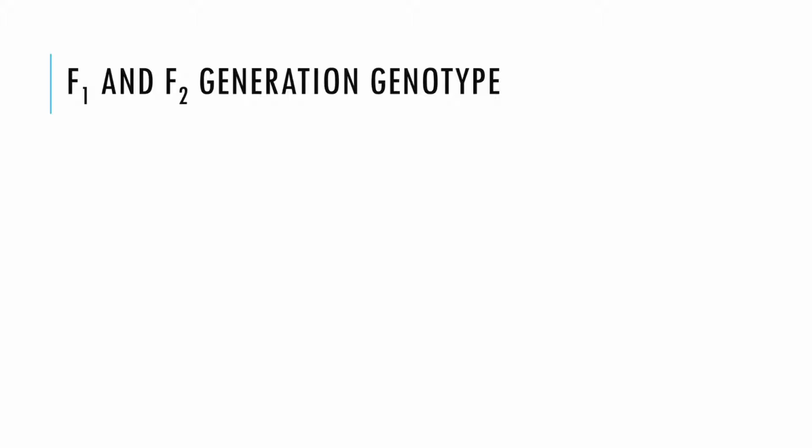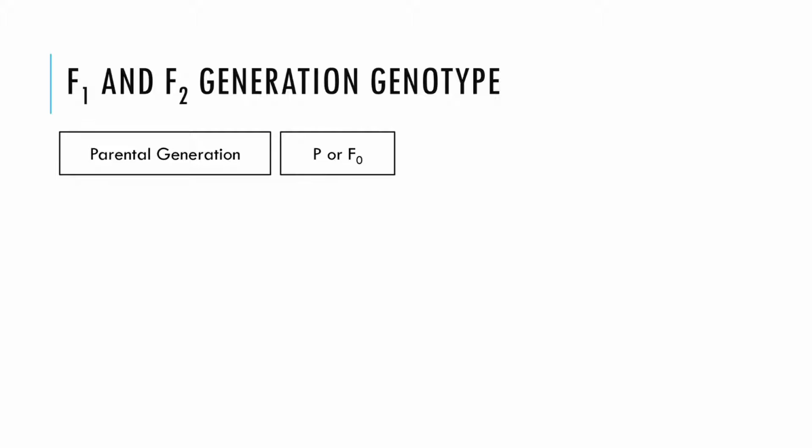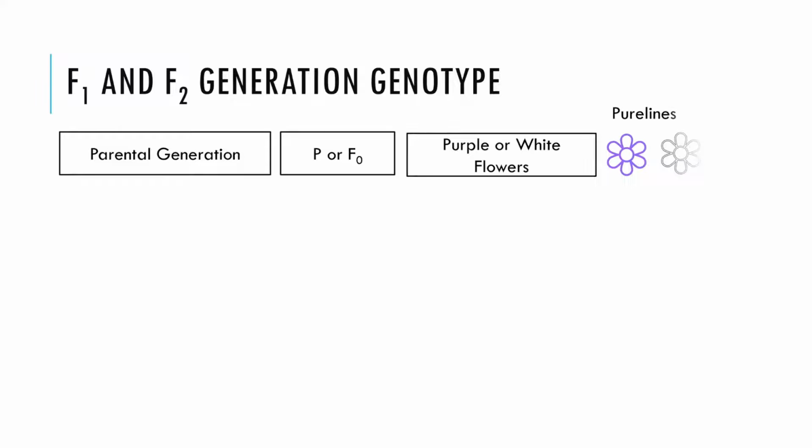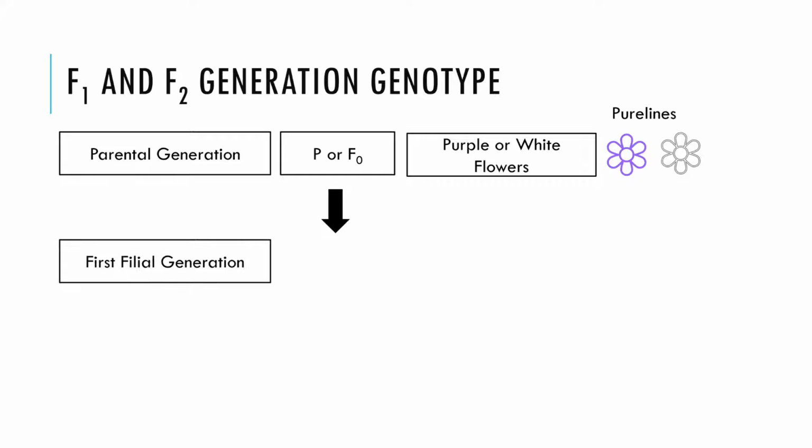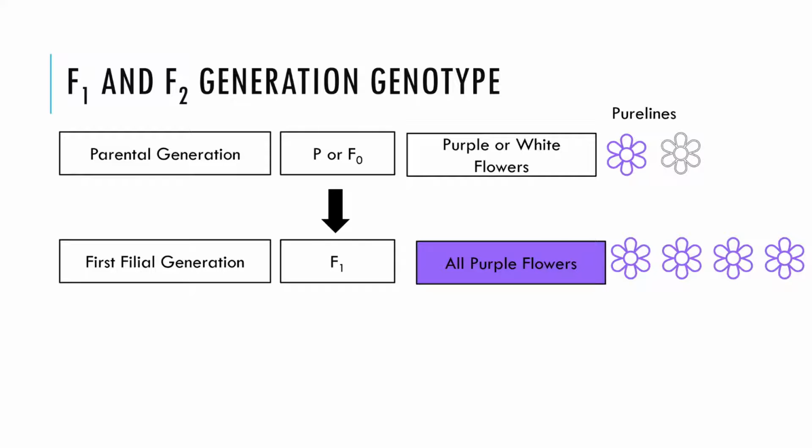Let us go over the experiment once again. We start with the parental generation, or the P or F0 generation, which were pure lines and bred true for a particular trait, in this case flower color, purple or white flowers. Crossing of the pure lines generated the first filial generation, or the F1 generation, and in that all the plants had purple flowers. Even the reciprocal cross yielded the same result, and this phenotype was considered the dominant phenotype.